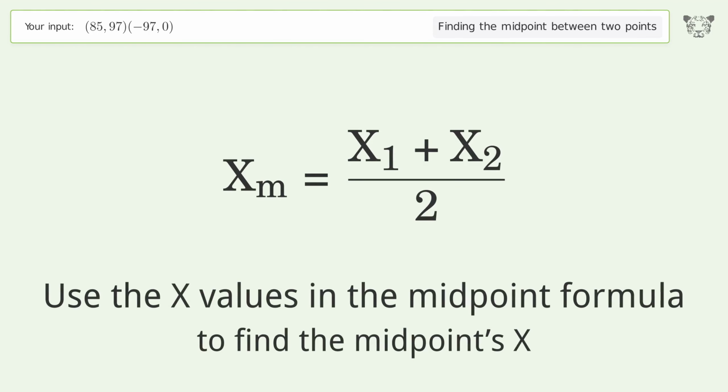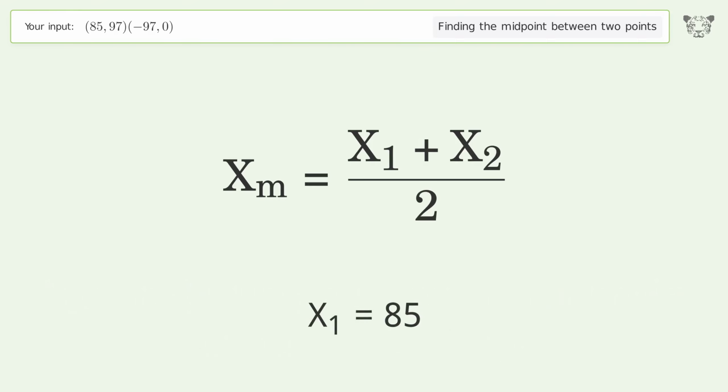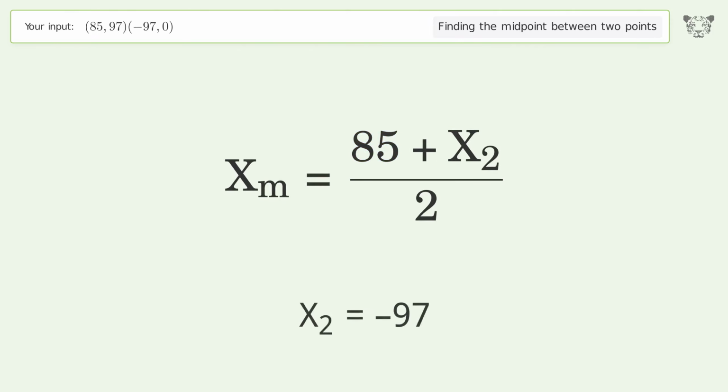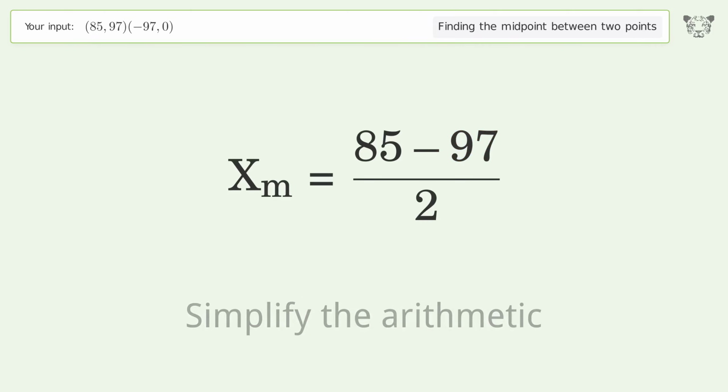Use the x values in the midpoint formula to find the midpoints x. x1 equals 85. x2 equals -97. Simplify the arithmetic.